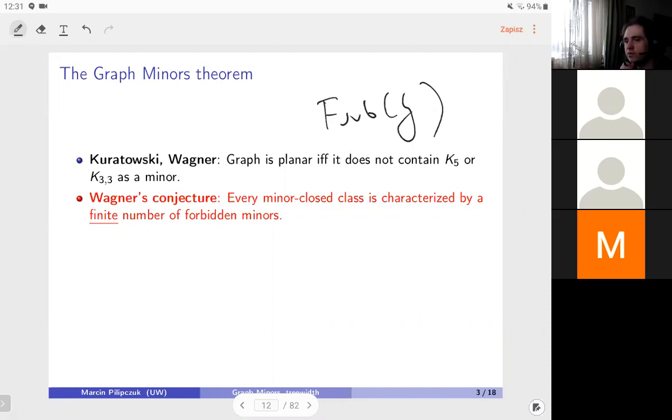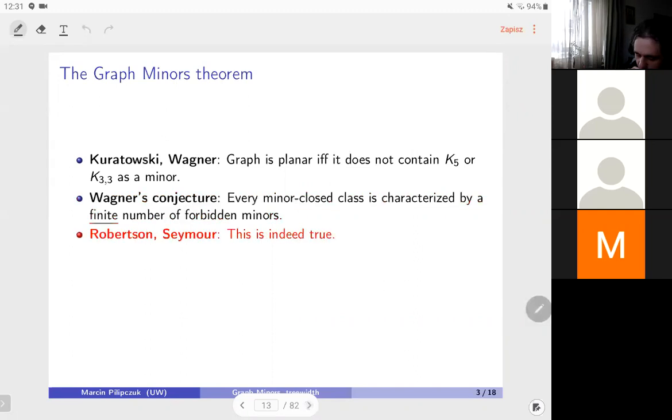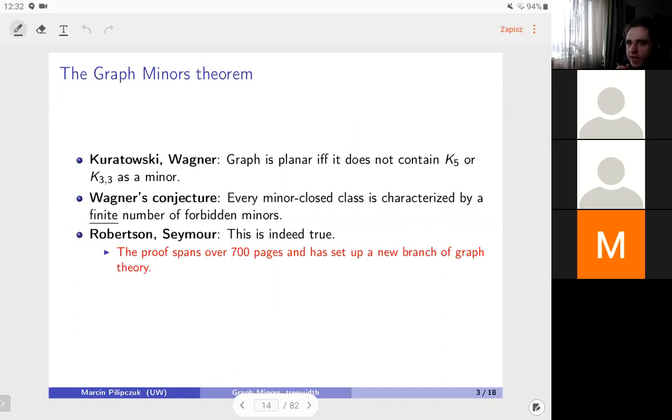But here, the conjecture that was open for a long while was that actually this one is always finite for the minor relation. This was actually proven, and this is the reason why we're talking about this and spending like 4 lectures around it. There's a long proof by Robertson and Seymour that this is true, but it spans a few hundred pages and 23 papers, and actually develops a new theory, graph minors theory. A lot of theory was developed towards proving this theorem.